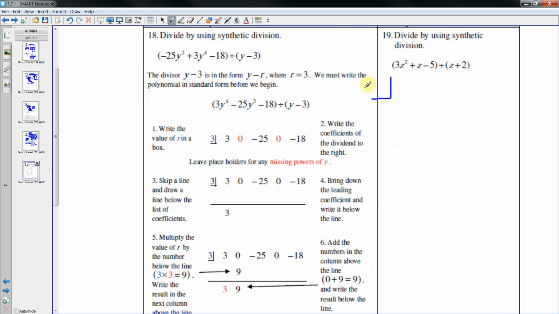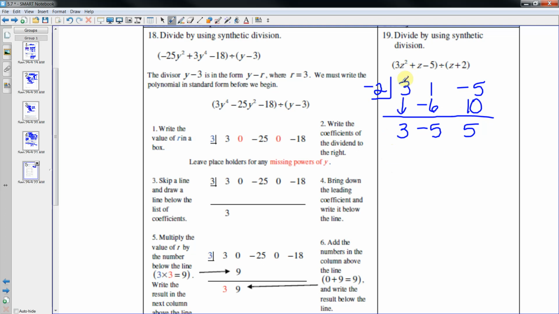We have z plus 2, so I'm going to divide by negative 2. Now in this case, I'm going from a 2 to a 1 to a constant, so I'm not missing any degree, so I don't have to worry about place fillers. So I put in my coefficients. Start your synthetic division. Bring down the 3. 3 times negative 2 is negative 6. 1 minus 6 is negative 5. Negative 5 times negative 2 is a positive 10. Negative 5 plus 10 is positive 5.